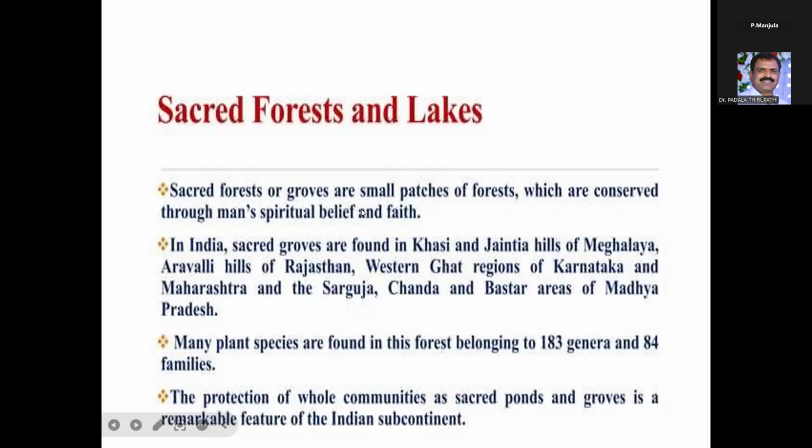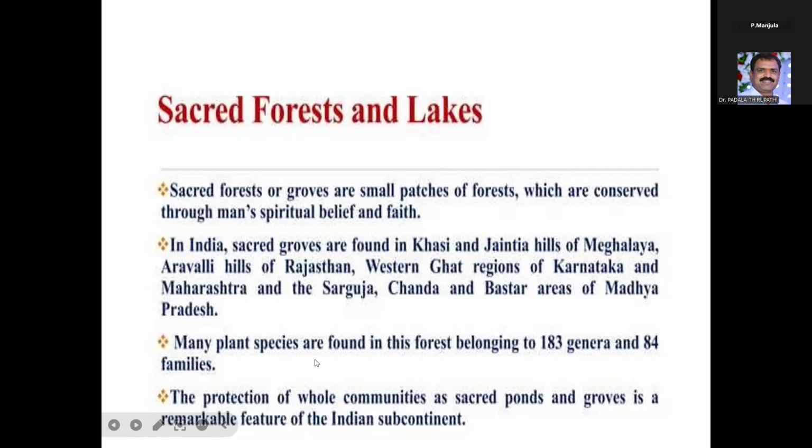Sacred forests are groves. These are small patches of forest which are conserved through people's spiritual belief and faith. In India, sacred groves are mainly found in the Khasi and Jaintia hills of Meghalaya, the Aravalli hills of Rajasthan, the Western Ghats regions of Karnataka and Maharashtra, and the Sarguja, Chanda and Bastar areas of Madhya Pradesh.